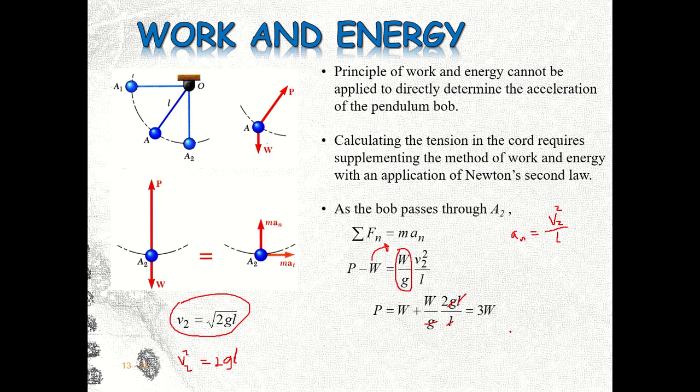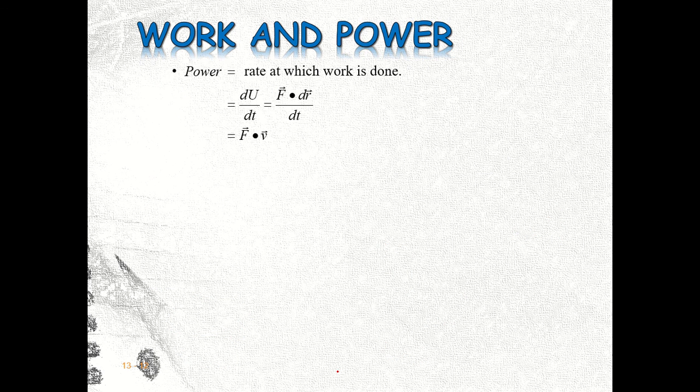So it means that the force needed to hold this pendulum bob is 3 times its weight. So P is equal to 3W. All right, so that is the result of our calculations.